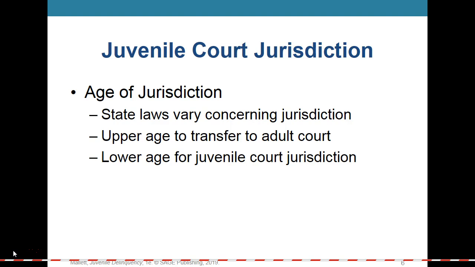Most states do not specify the lower age for juvenile court jurisdiction for delinquency cases. And imagine, why do they do that? They do that because if they actually specify the lowest age, what's going to happen is there's going to be someone under that age that commits a violent crime.